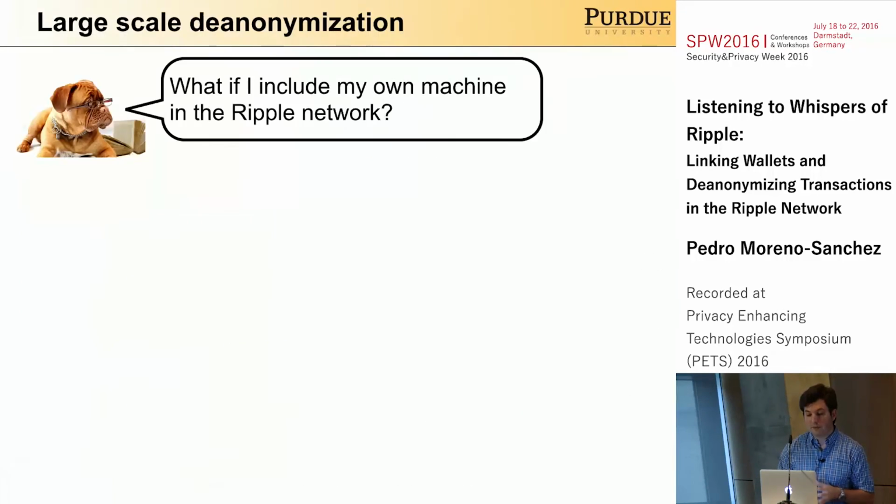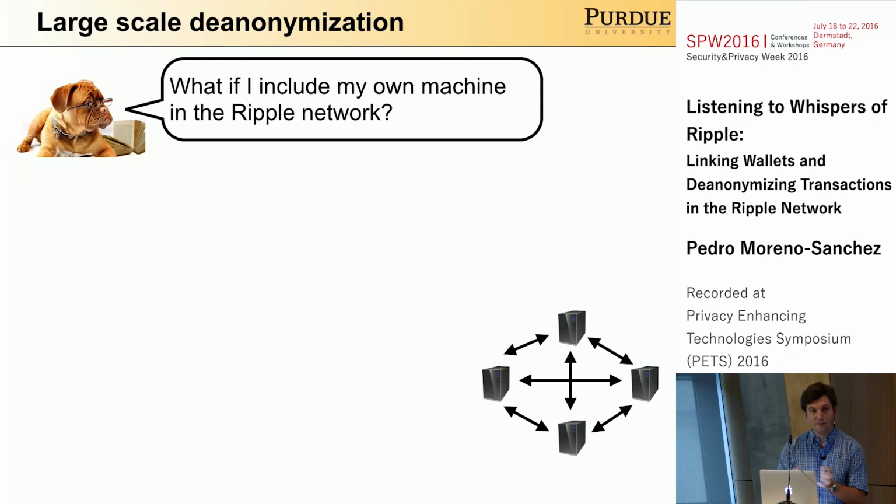How can we perform a de-anonymization process at large scale? The idea of Coco in this case is: what happens if we put a machine of our own inside the Ripple network? What I mean by that is that the Ripple ledger is maintained by a set of servers that are connected to each other. Now, when a client wants to perform a transaction and include it in the Ripple ledger, what it needs to do is connect to one of the servers.